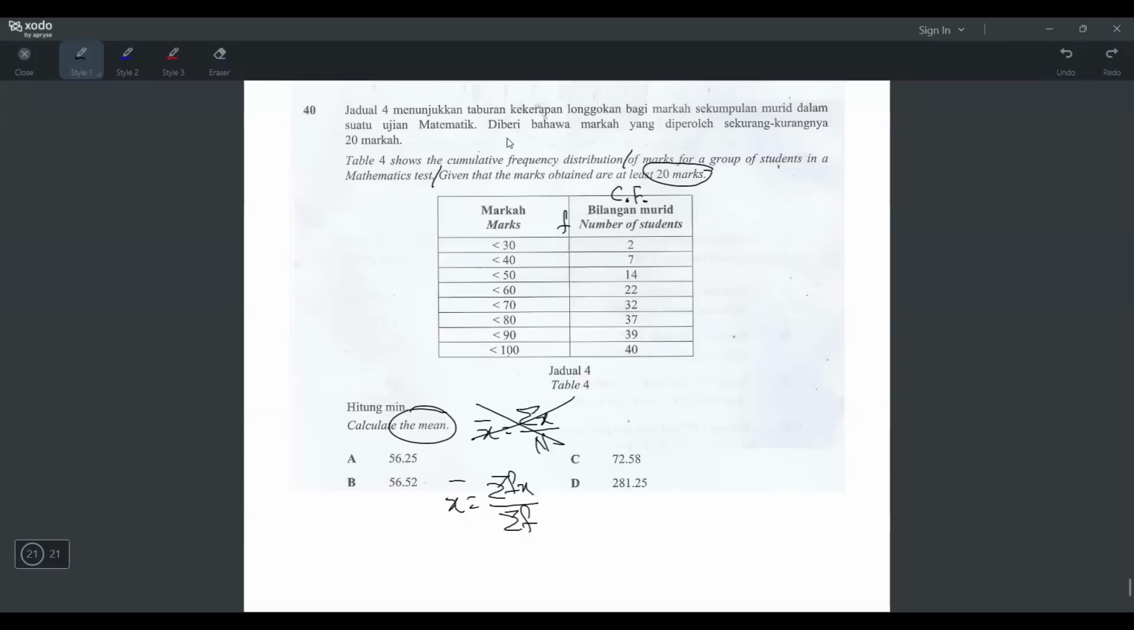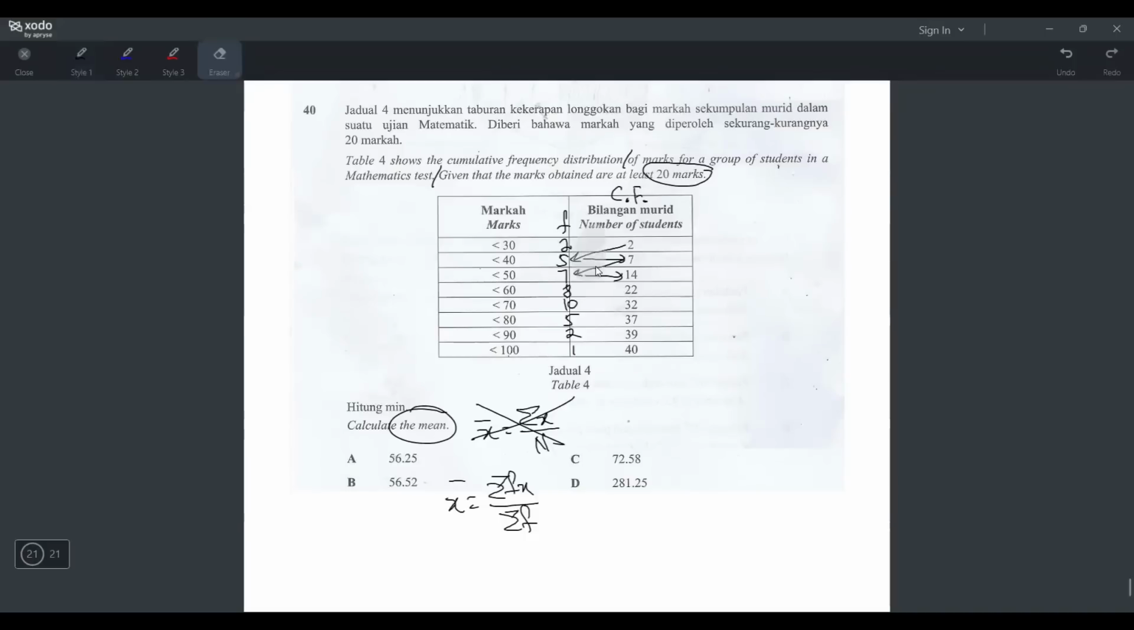So how to get back the frequency here? The first frequency will be the same as the first cumulative frequency, because this is the first class, so there's nothing before it. So it must be 2. But for the next number you have to think: 2 tambah berapa dapat 7? You take 7 minus 2 and you get 5. And then you do the same: 7 tambah berapa dapat 14? 14 minus 7 gives 7. 22 minus 14 gives 8. And then 32 minus 22 is 10. 37 minus 32 is 5. 39 minus 37 is 2. 40 minus 39 is 1. Basically, you just minus to get back the frequency, right?